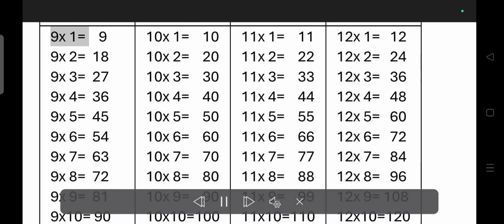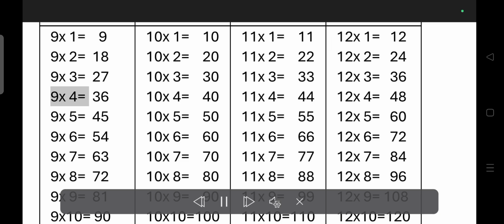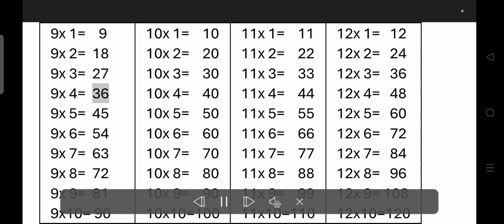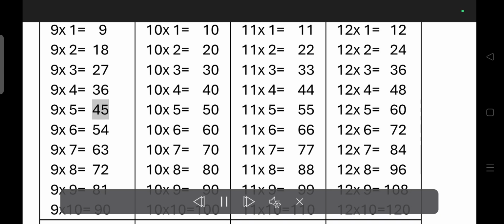9 times 1 is equal to 9. 9 times 2 is equal to 18. 9 times 3 is equal to 27. 9 times 4 is equal to 36. 9 times 5 is equal to 45.